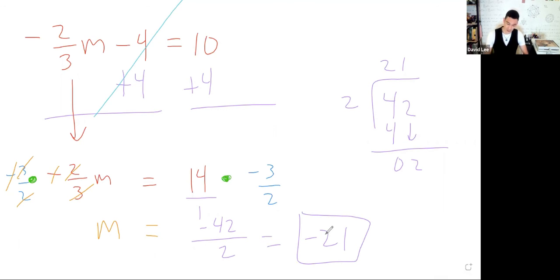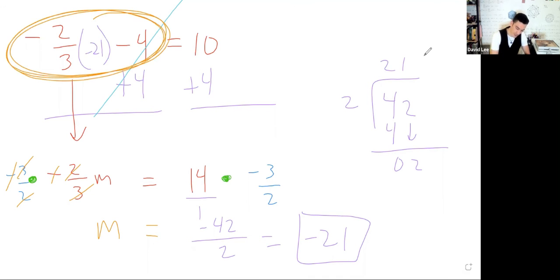So you are encouraged to check your answer. And to check your answer, what you would do is you go to the original equation. But instead of m, you would plug in negative 21. And you would show that everything here in the orange bubble would equal the number that's on the other side. You would show that it equals 10.